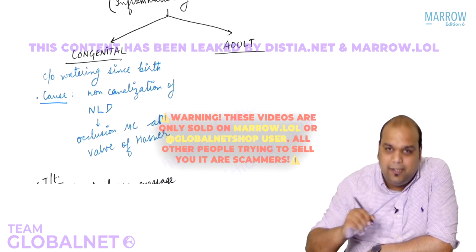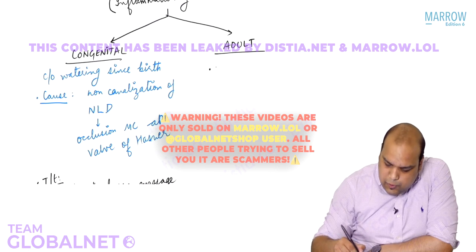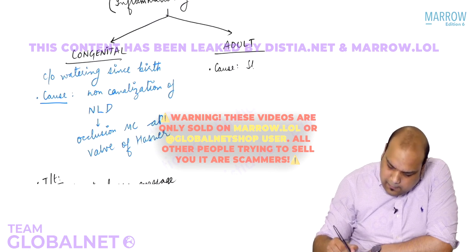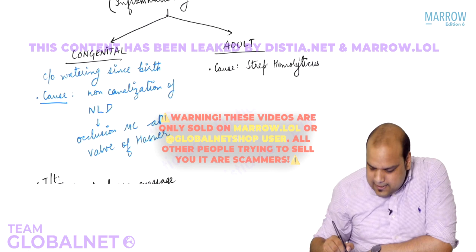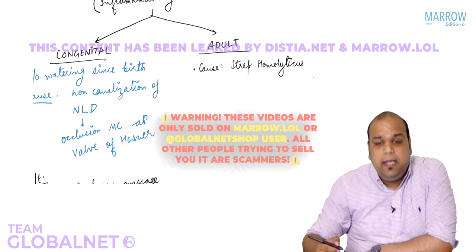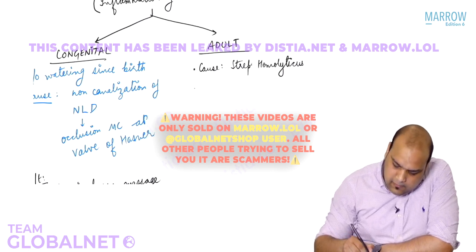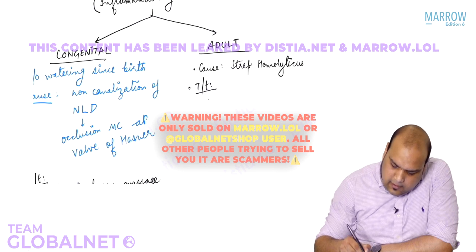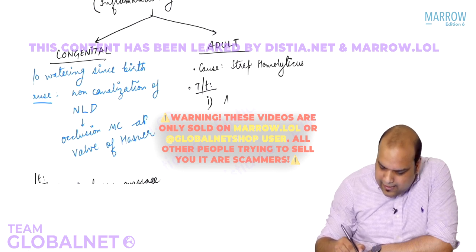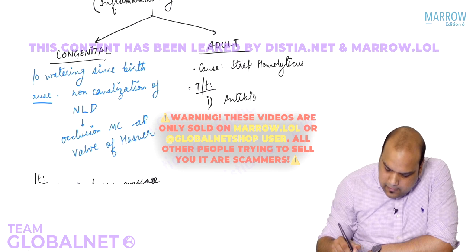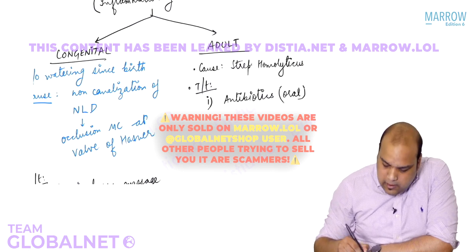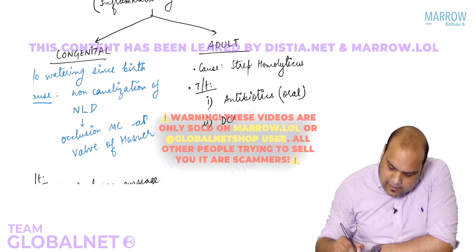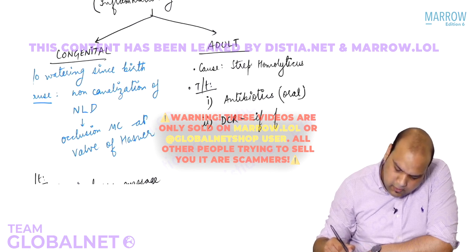Now let's move on to adult, everybody. Adult cases are usually caused by Streptococcus hemolyticus. Okay, everybody, that is the most common bacteria that is causing this inflammation. Now, what is the treatment here, everybody? First of all, obviously you have to give antibiotics, usually oral antibiotics, okay? And you have to do DCR if fistula has formed.